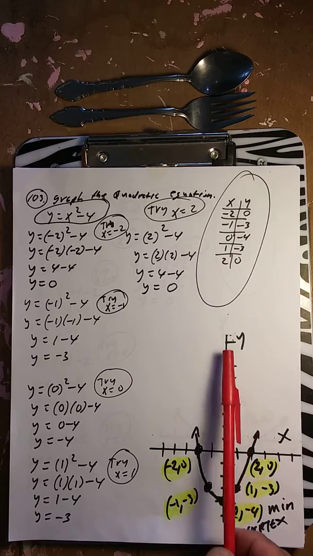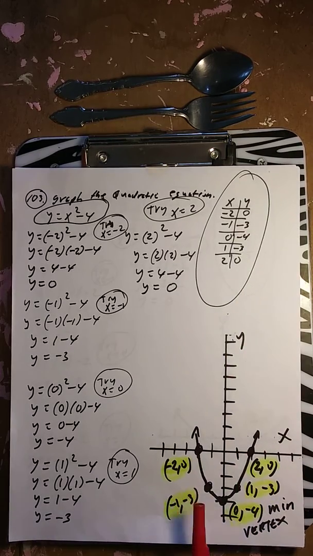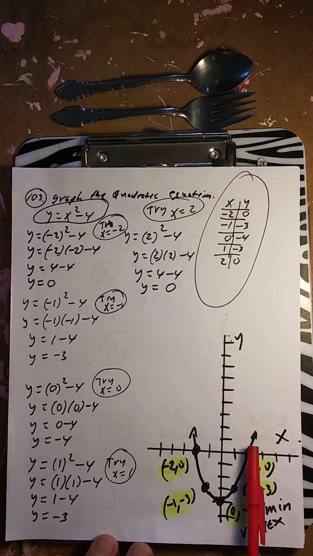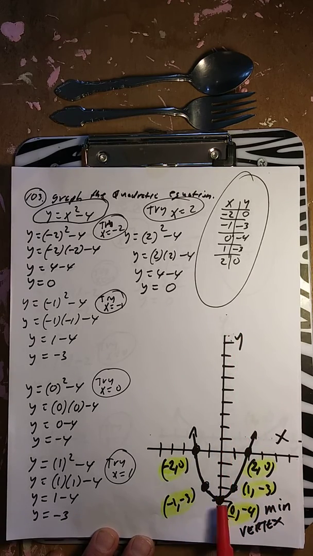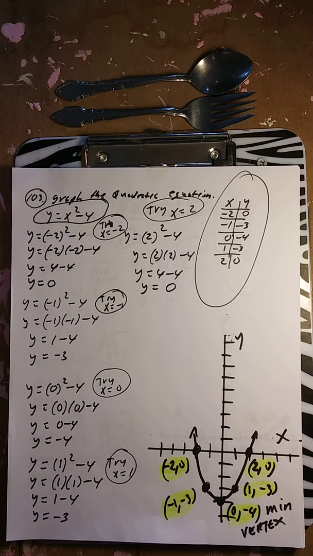Ready? So we have negative 2 and 0. We have negative 1 and negative 3. We have 0 and negative 4. We have 1 and negative 3. And then we have 2 and 0. And then connect the dots. There's our parabola, quadratic equation.